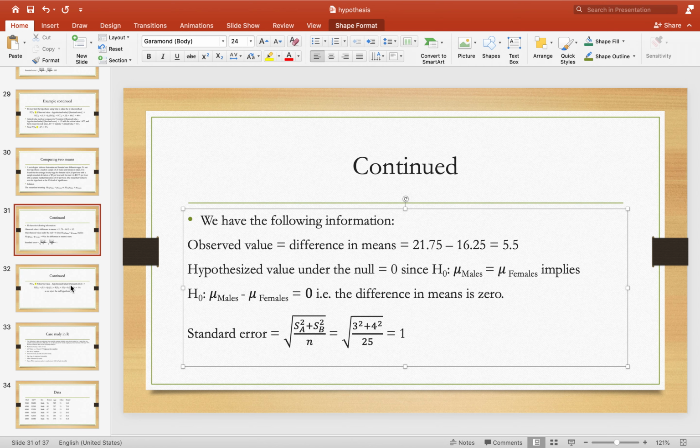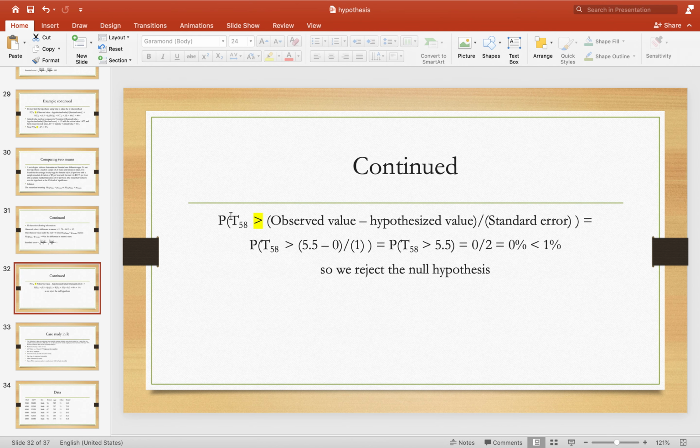Okay, so if we go ahead and calculate this, we'll calculate the p-value. We're going to calculate the probability t-distribution with 58 degrees of freedom is greater than the observed value minus the hypothesis value divided by your standard error, well, that's the probability t-distribution with 58 degrees of freedom is bigger than 5.5. And when you plug that into your calculator, you get 0. And that's less than the cutoff value of 1%. So we reject our null hypothesis.